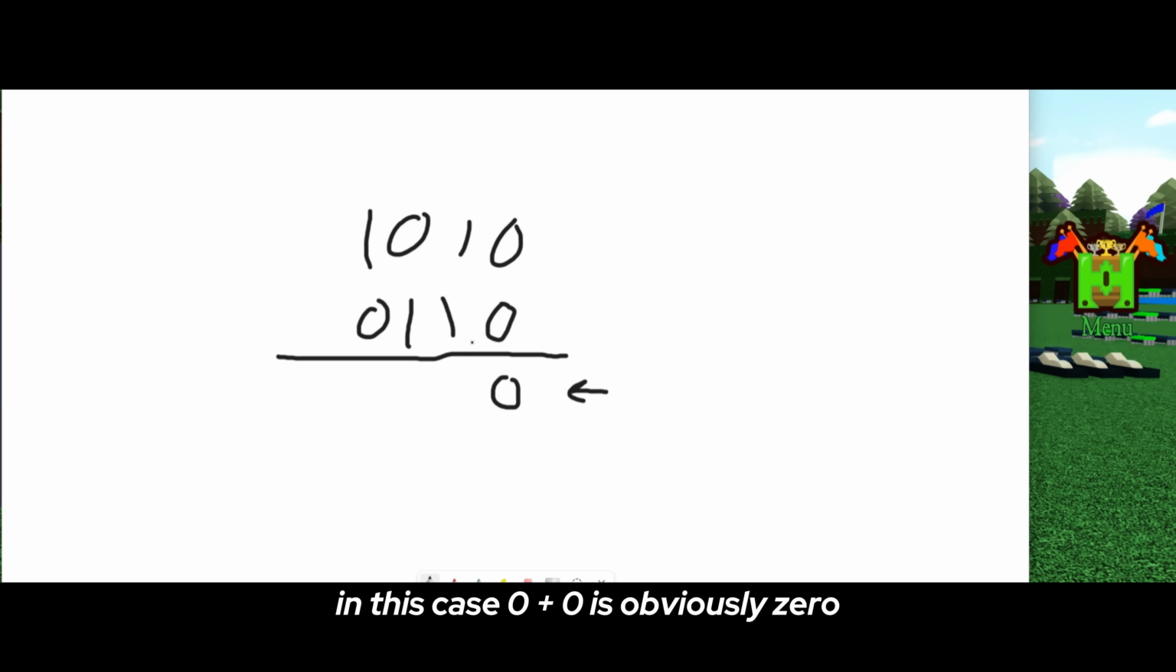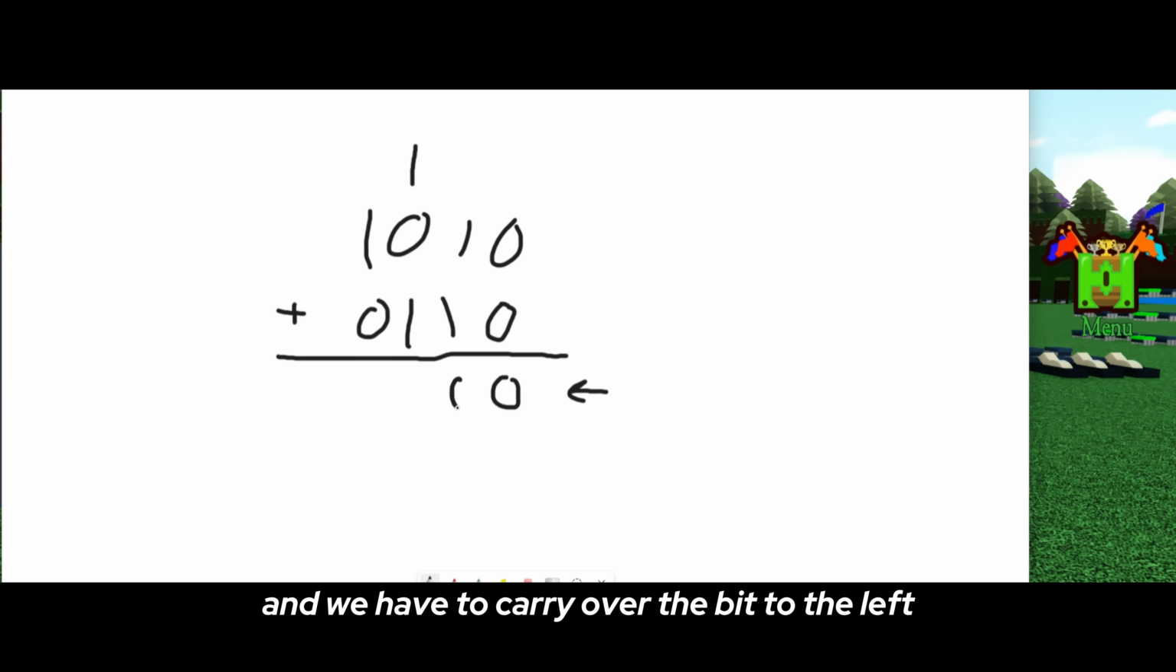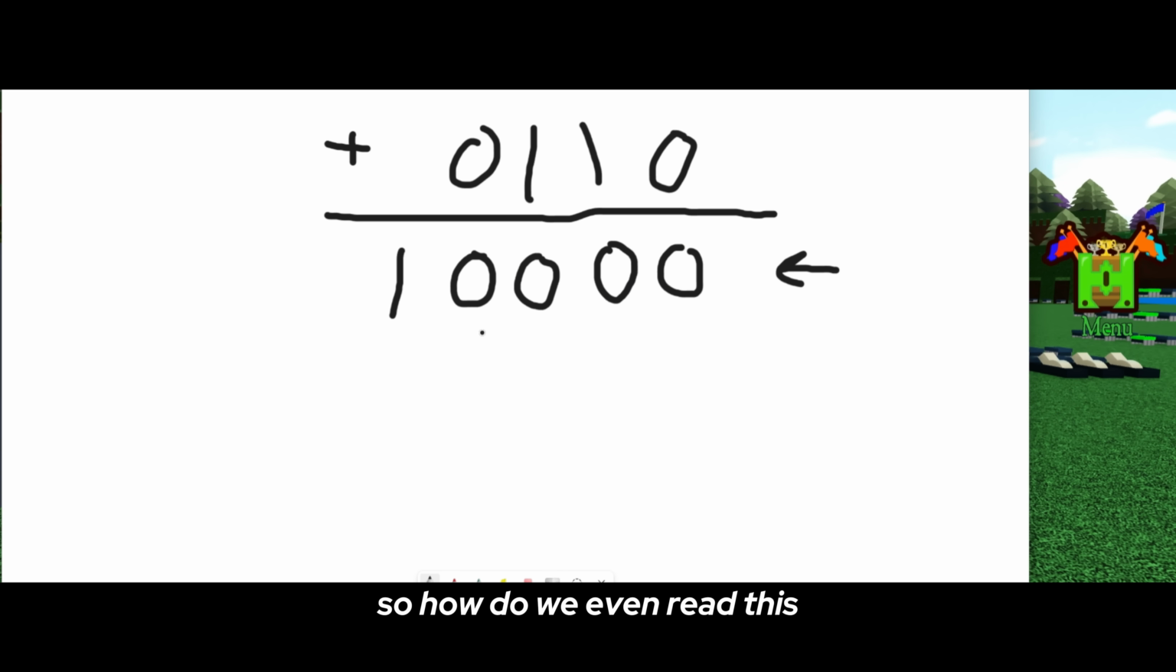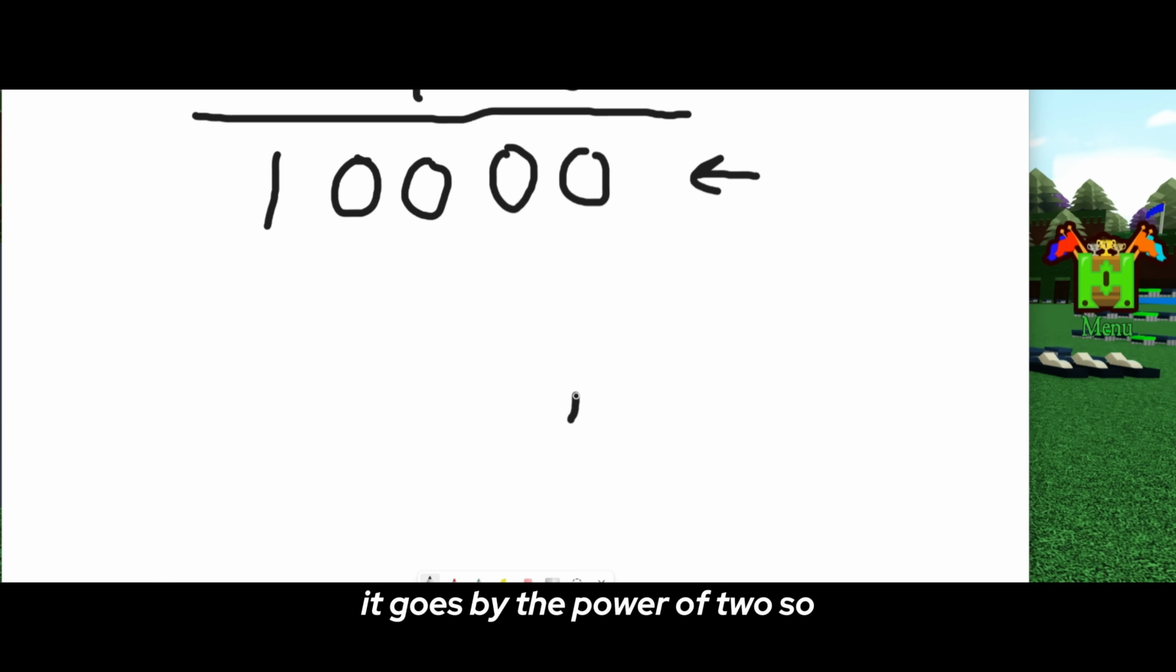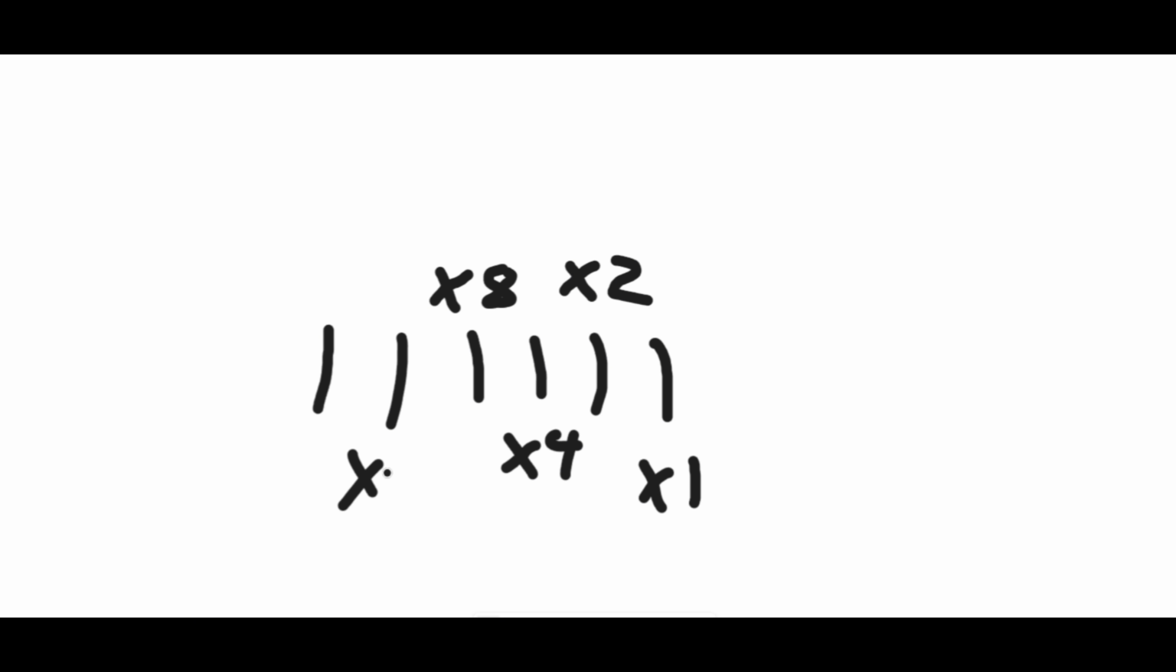In this case, 0 plus 0 is obviously 0. Now in computing, we only have a high and low, which would be a 1 and 0. Now adding this, 1 plus 1 would turn into a 0, and we have to carry over the bit to the left. So how do we even read this? Well, in binary, it goes by the power of 2. So times 1, times 2, times 4, times 8, times 16 and times 32.